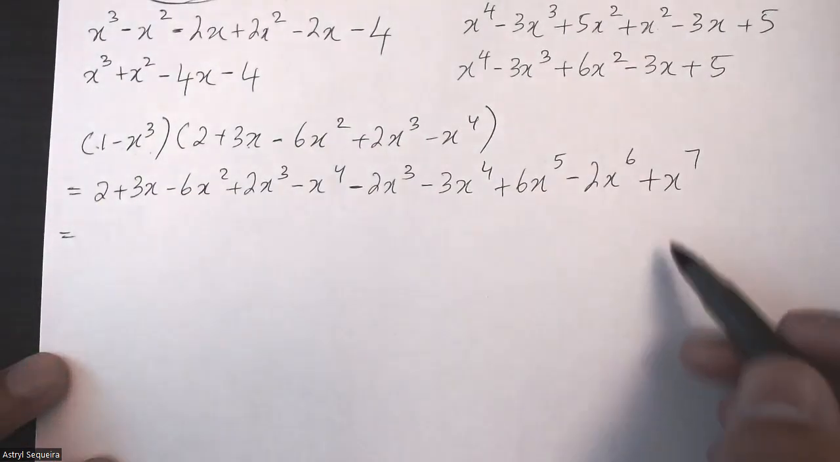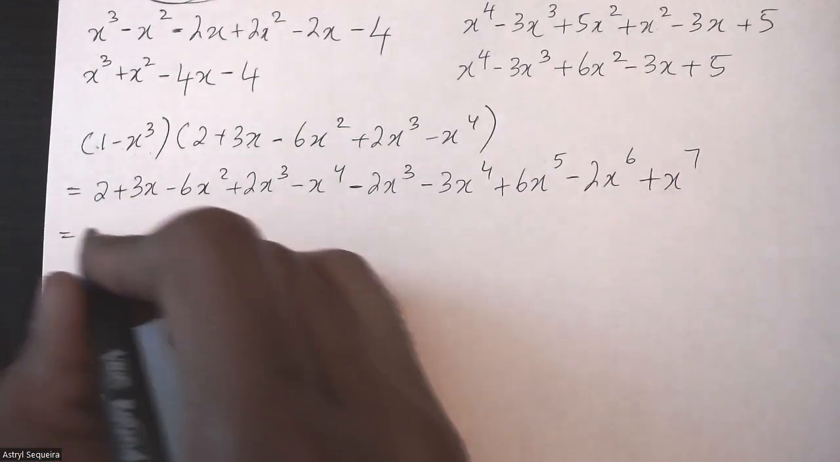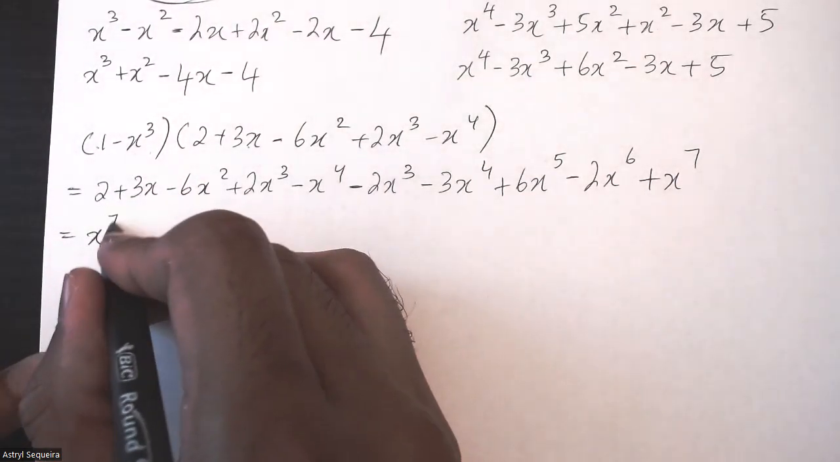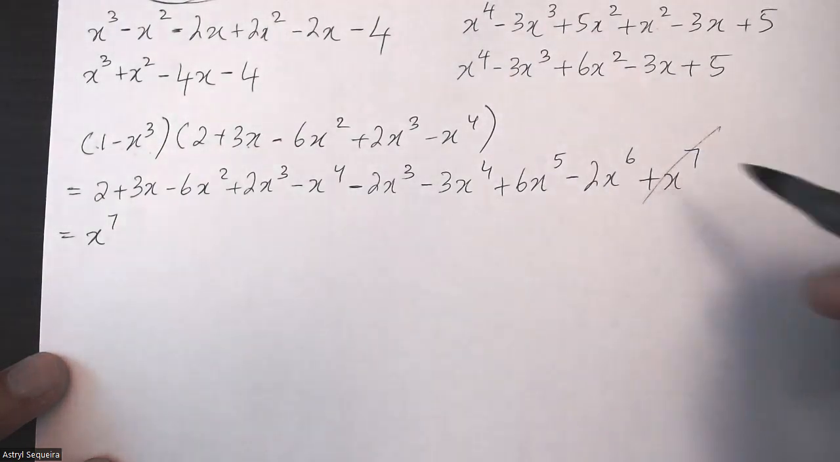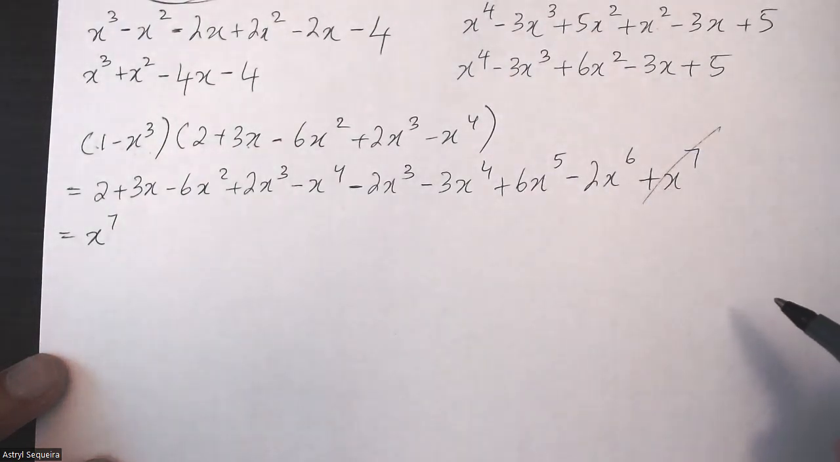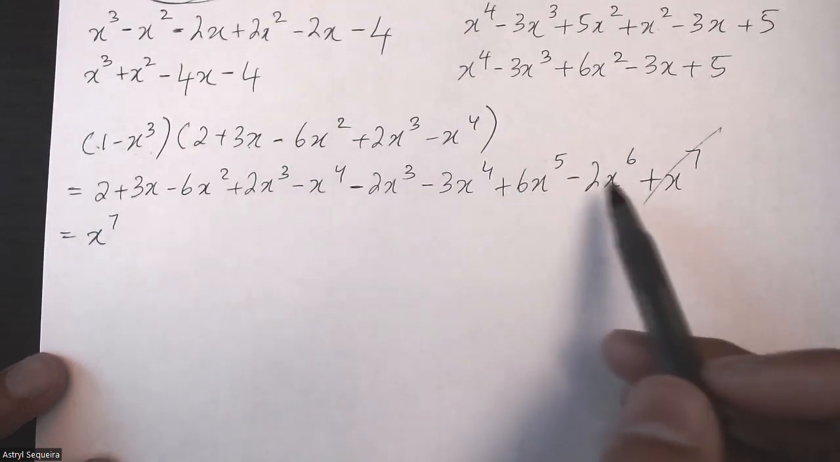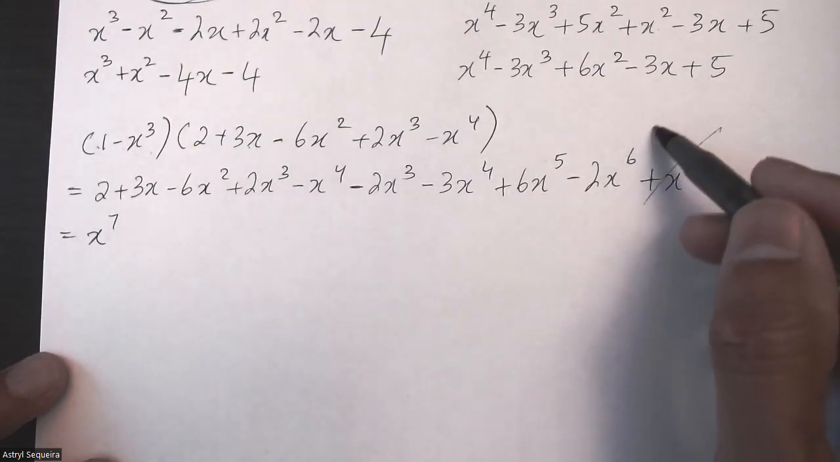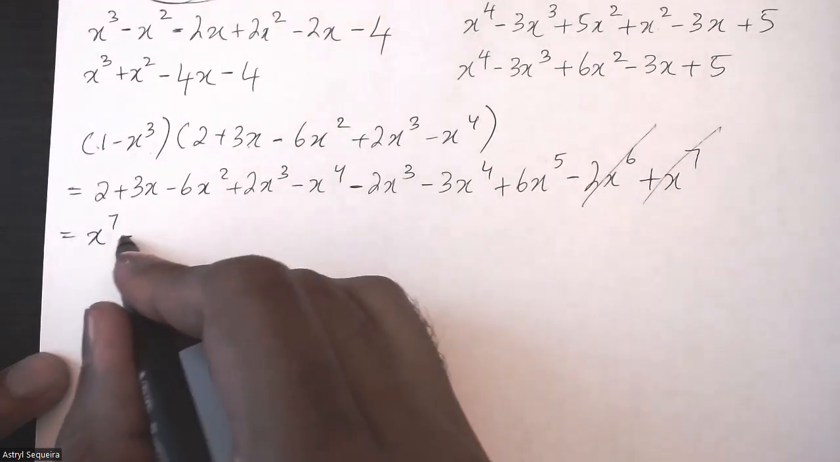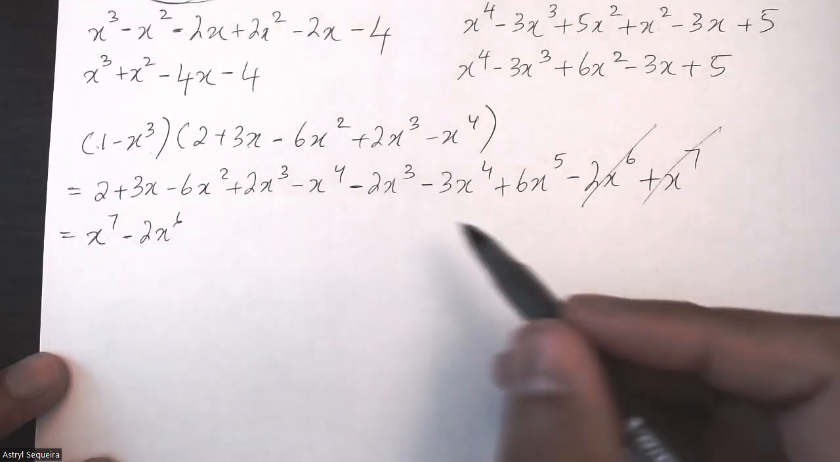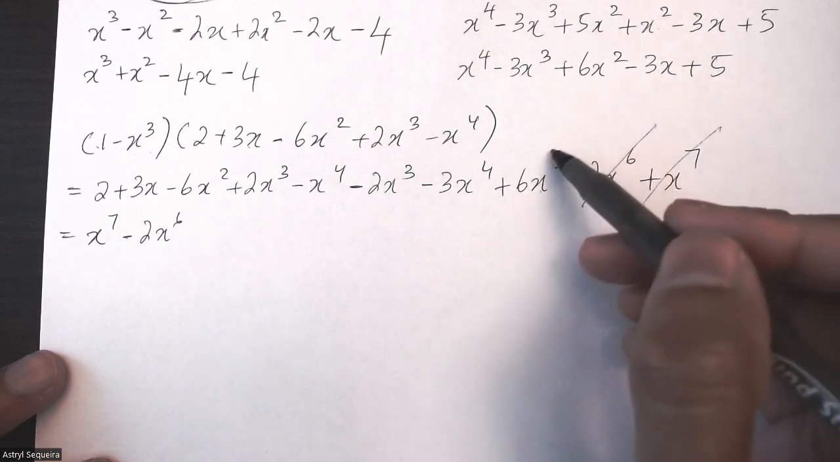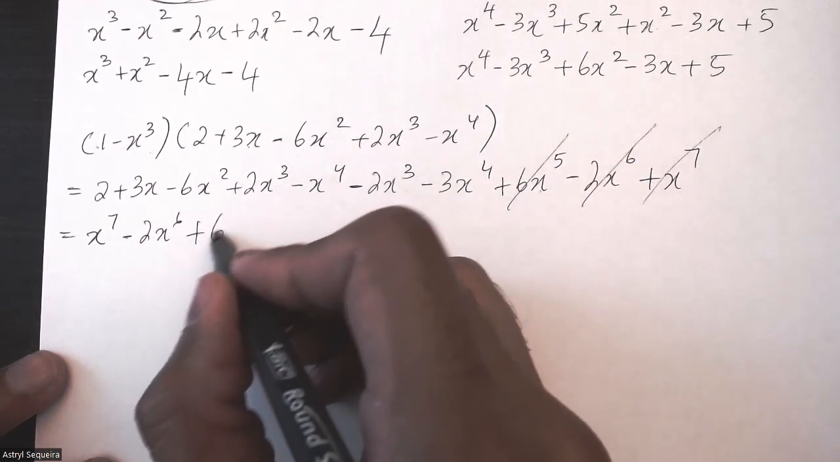Then I want to combine like terms. I'll start by just writing the x to the power of 7. It's the largest term and it's by itself. And also cross things off to make your life a bit easier in case there's too many terms. I'll do that for this example. And there's only one x6 term, negative 2x6. It's only one x5 term, positive 6x5.